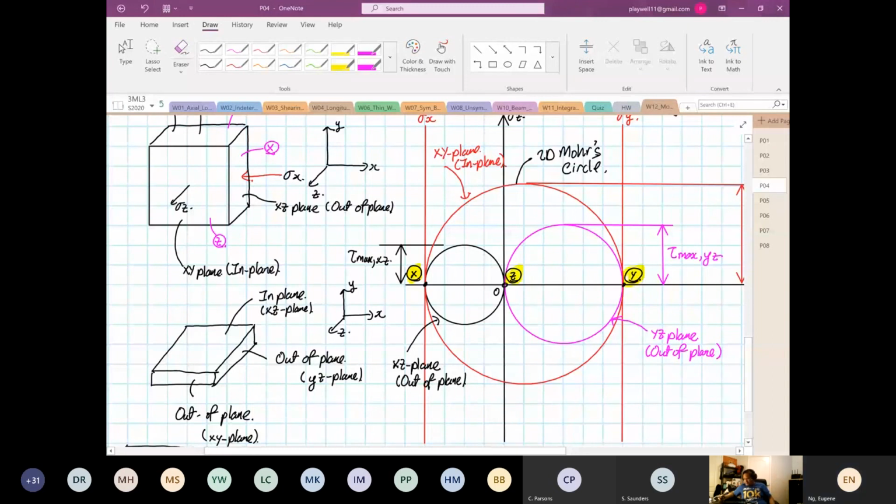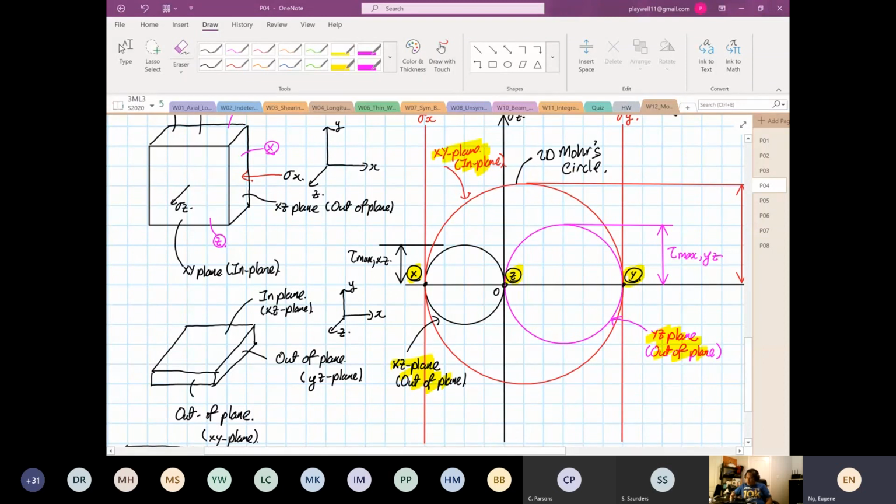Then you can construct 3 circles again, like what I did before. You draw your first circle, which is your XZ plane. So you construct your XY plane first. Then after that, you construct your XZ plane. And then lastly, you construct your YZ plane. Now, for this case, we happen to be real lucky.